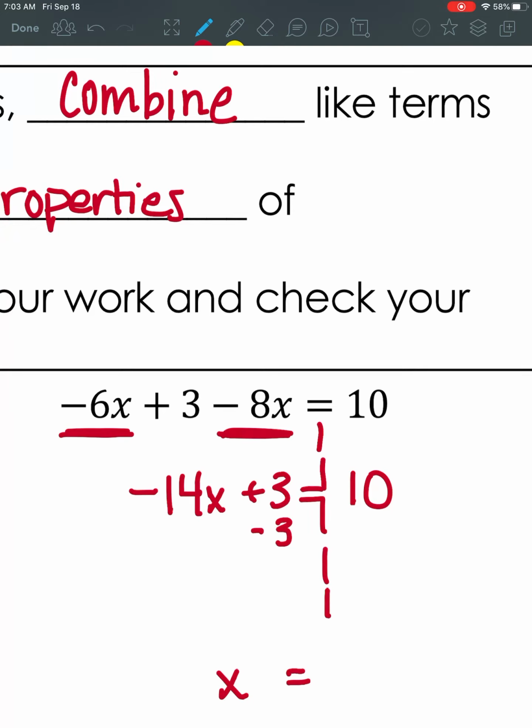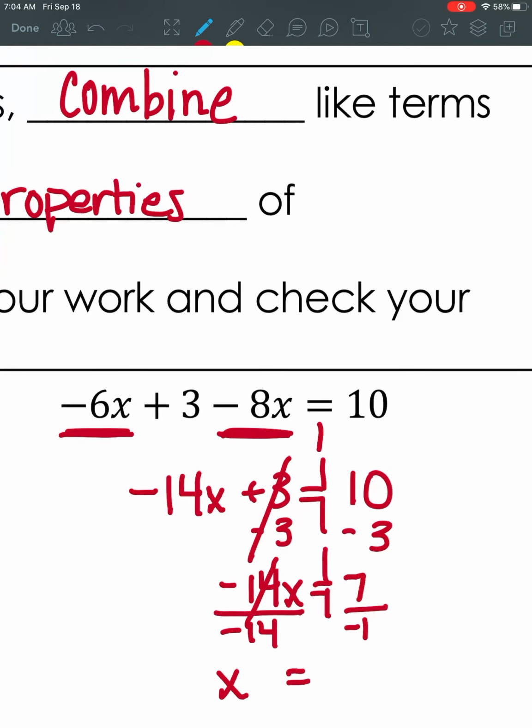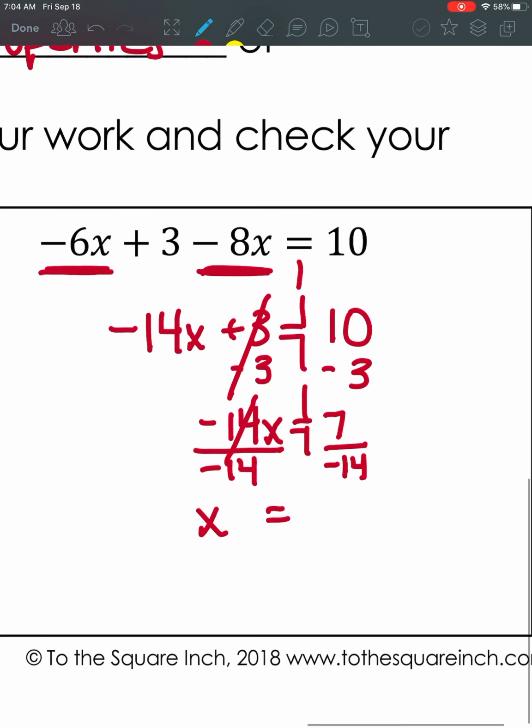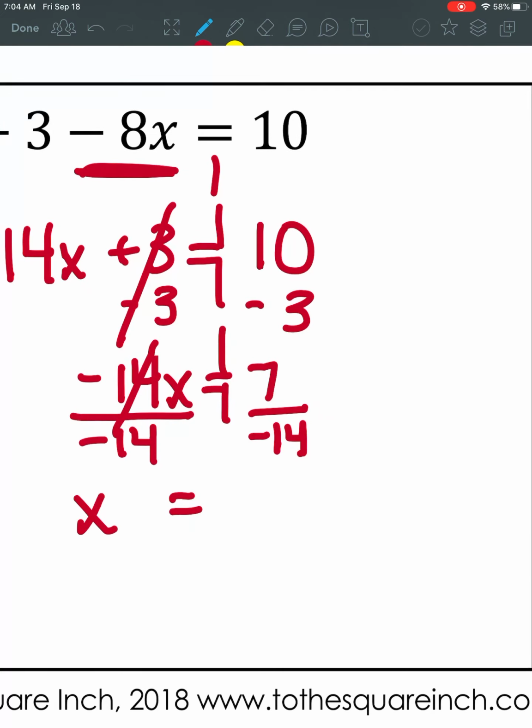Now, our goal, we want to get x by itself on the left side, so we have the negative 14, the positive 3 to get rid of, so get rid of the constant first. 3 minus 3 is how we got rid of that, and we have negative 14x equals 7. Okay, get rid of the negative 14 by dividing. Make sure you take the negative sign with it. That way a negative divided by negative, we get a positive of x. Okay, divide by negative 14 on the right side.